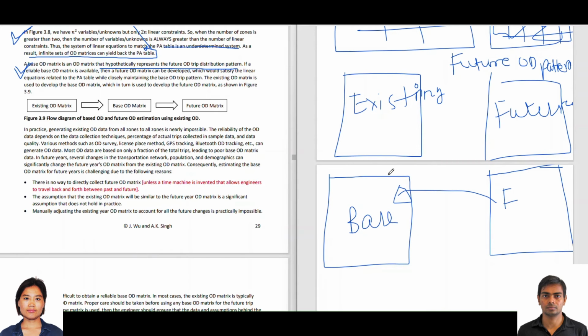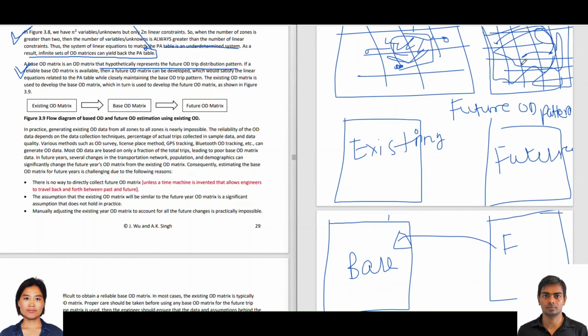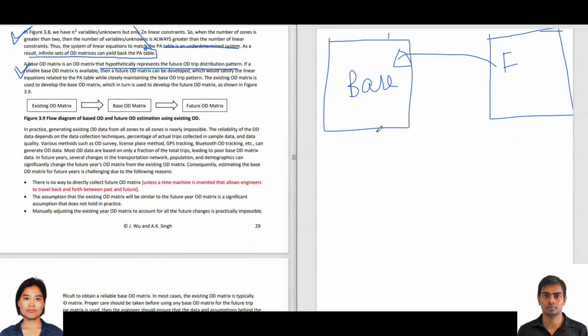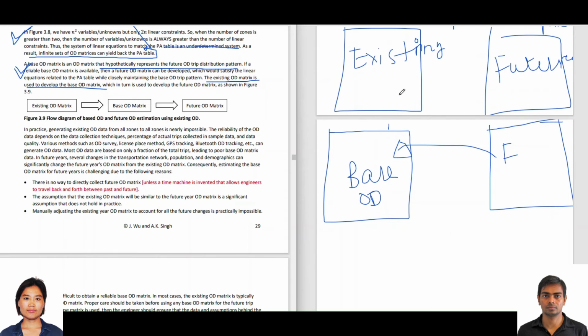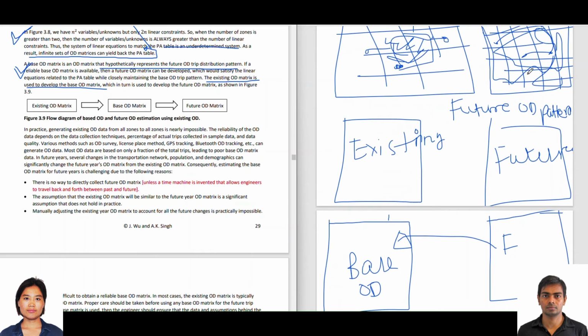A base OD matrix may be similar to the existing one or may be vastly different. So we use the existing OD matrix and the future land patterns to figure out the base OD matrix and then the future OD matrix. So let's say we have knowledge of the base OD matrix through some estimation. The existing OD matrix is used to develop the base OD matrix, assuming that not a lot of things will change, and adjusting the existing OD matrix along with the future land plan to come up with the base OD matrix.